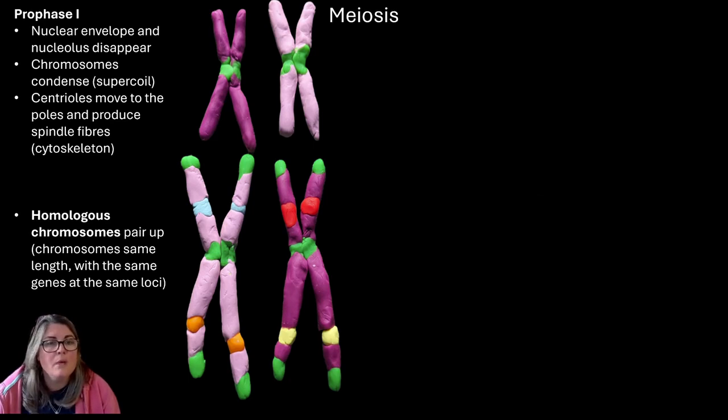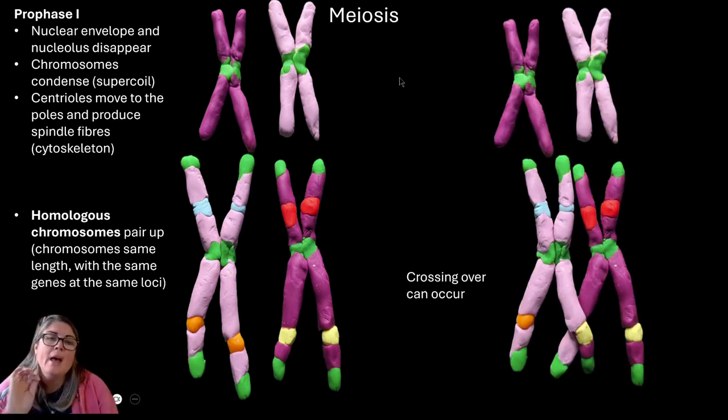So when we look at this then, and if I come back, what you have is as they are lining up as bivalents, which means that they are homologous chromosomes, same length, same genes at the same loci, what can happen is crossing over can occur. So that crossing over that occurs means that as they came together as bivalents, they're going to have this position where they are twisted around each other, and we call that a chiasma.